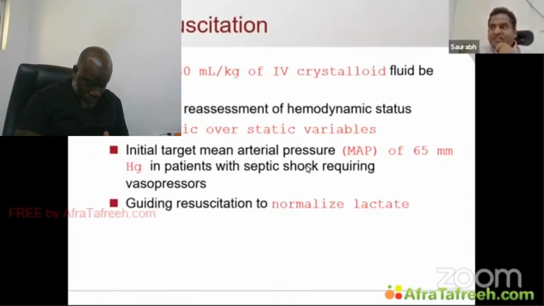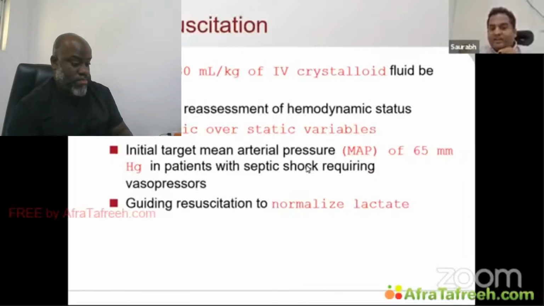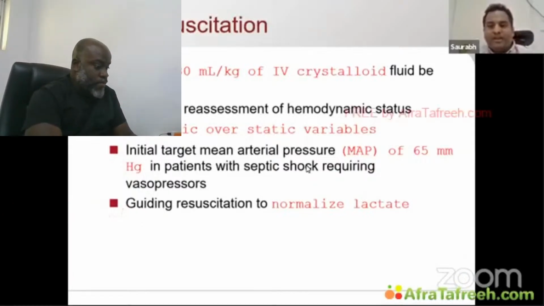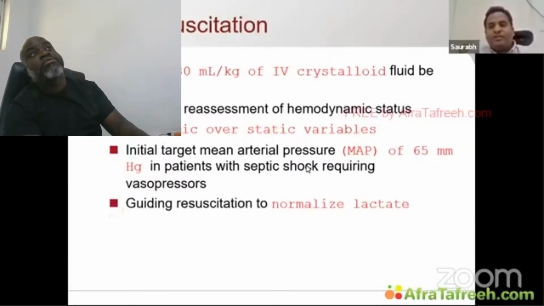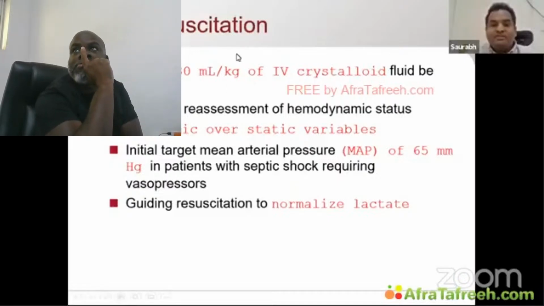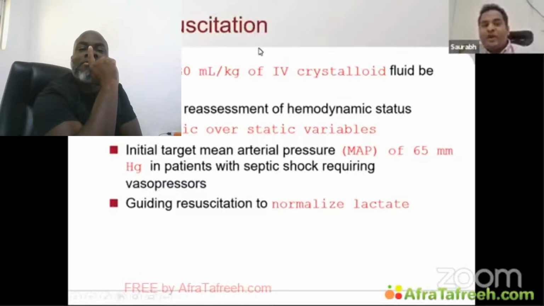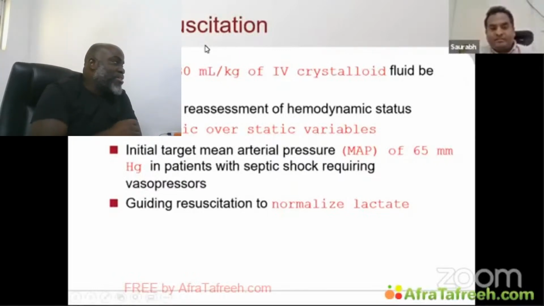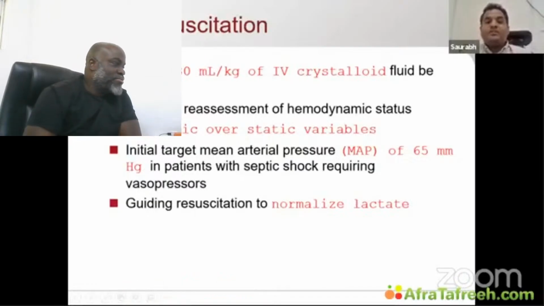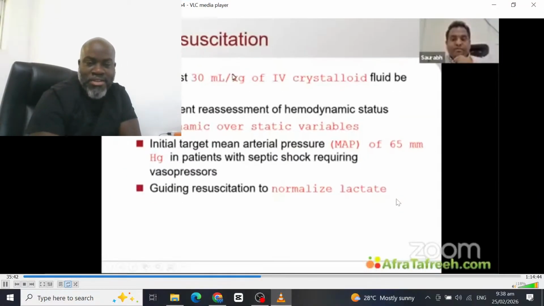So initial resuscitation will include at least 30 ml per kg of IV crystalloid fluid. Crystalloid fluid means that you are already out with the albumin and starch-based fluid. So you have either normal saline or Ringer's lactate. But the important thing is the amount of this fluid. Amount of this fluid is 30 ml per kg. So if you have a patient who is like 50 to 60 kgs, the amount of fluid will be around 1.5 to 1.8 liters.